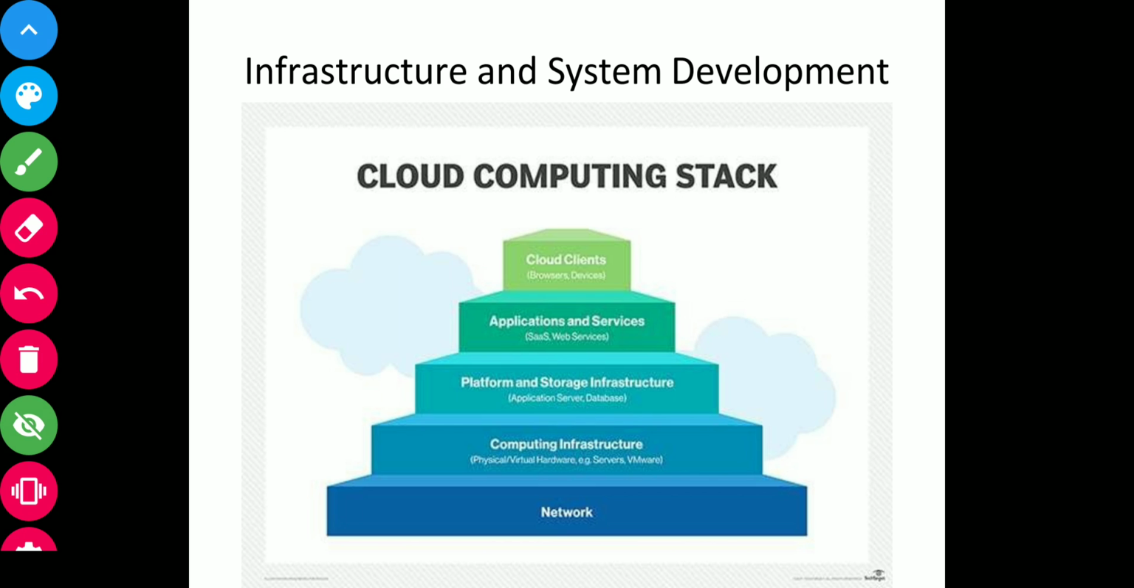That is why we can call cloud computing XaaS, that is everything as a service, which means we can take the computing facilities of the cloud as a service. That is why we can call the cloud XaaS, everything as a service.